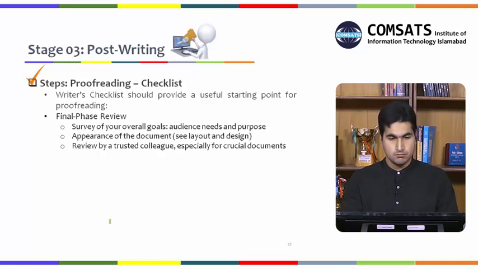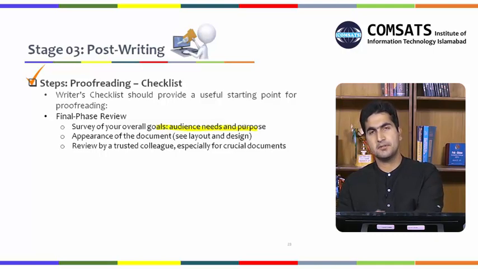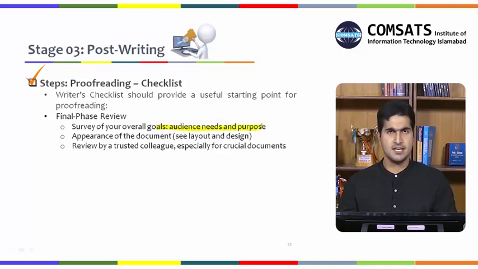The final phase review asks you to check for the following components within your proofreading. You have to survey your overall goals. For example, looking at the content, you will ask whether the audience needs and purpose has been clearly defined, and whether the text is in accordance with the overall needs and purpose of the audience. So that is basically a target. If that is the case, you're going to check it. Appearance of the document, the overall design, and then reviewing by a trusted colleague, especially for crucial documents. So that is also something that you have to check.